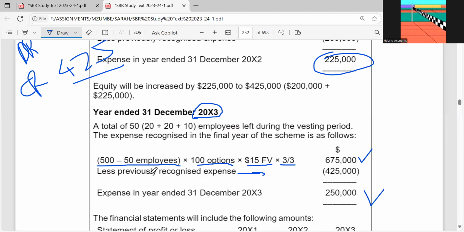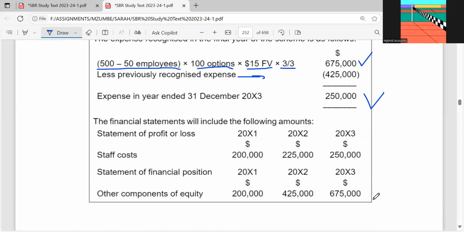Okay, so this is what we'll be having, right? So when we go to the financial statements, this is what it will look like. In the first year, you have the other components of equity 200 and the expense now, right? In the income statement. This is the income statement, which would have the staff cost or the expense.